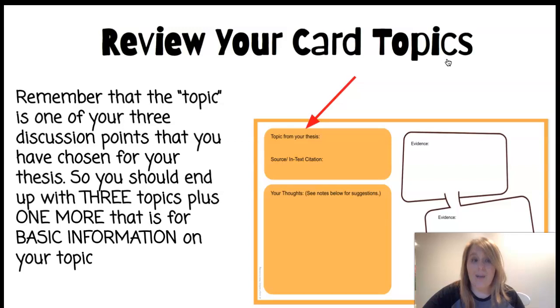Now remember, your topic came from the three discussion points that are in your thesis statement, okay? So really, if you go through your topics on your note cards, you should have a topic that relates to each one of those discussion points or subpoints in your thesis. You should also possibly have an additional topic that's just called basic information for your introductory paragraph that you're going to be writing about. So I want you to make sure, go through right now and make sure you only have 3 topics. Those topics should match the ones that are in your thesis statement, okay? And then you should have a topic that's just basic info on your particular event in history, okay?